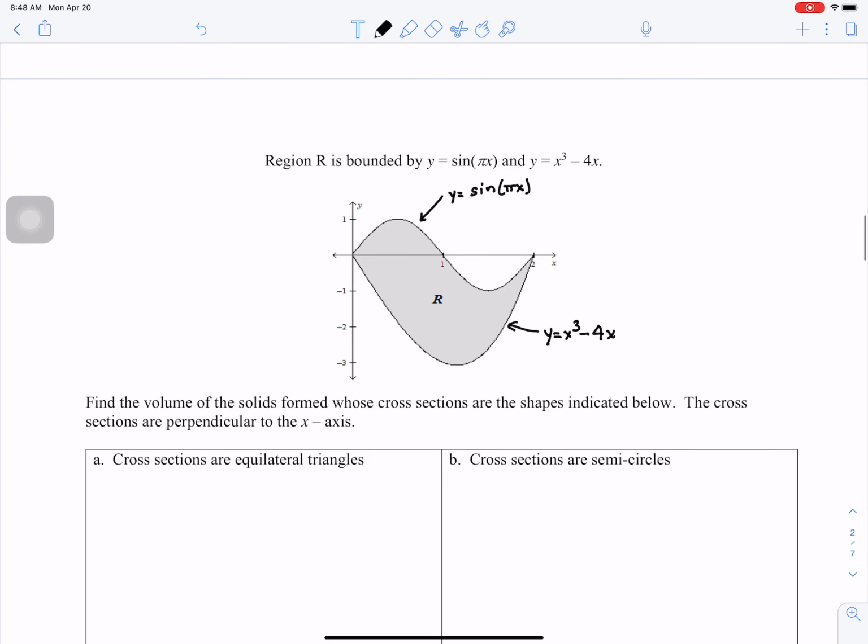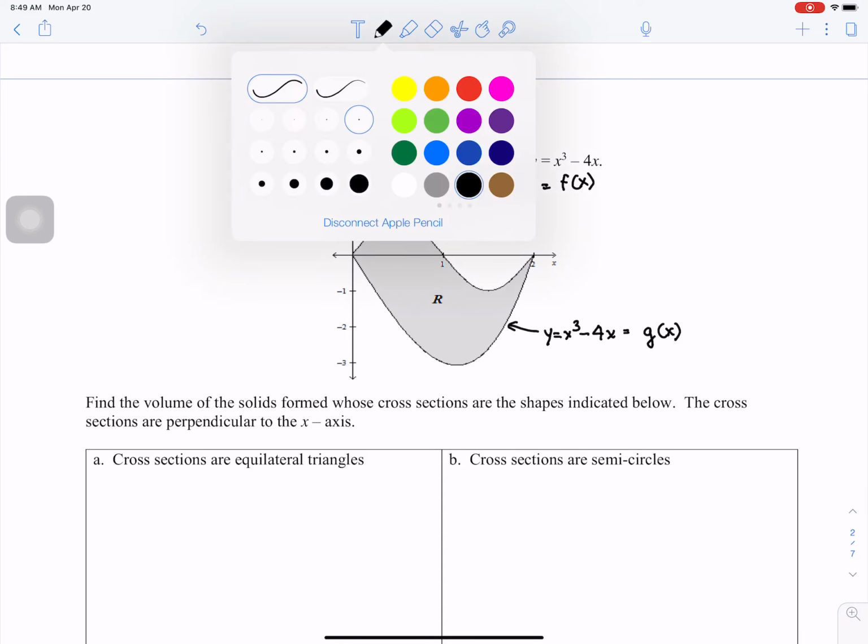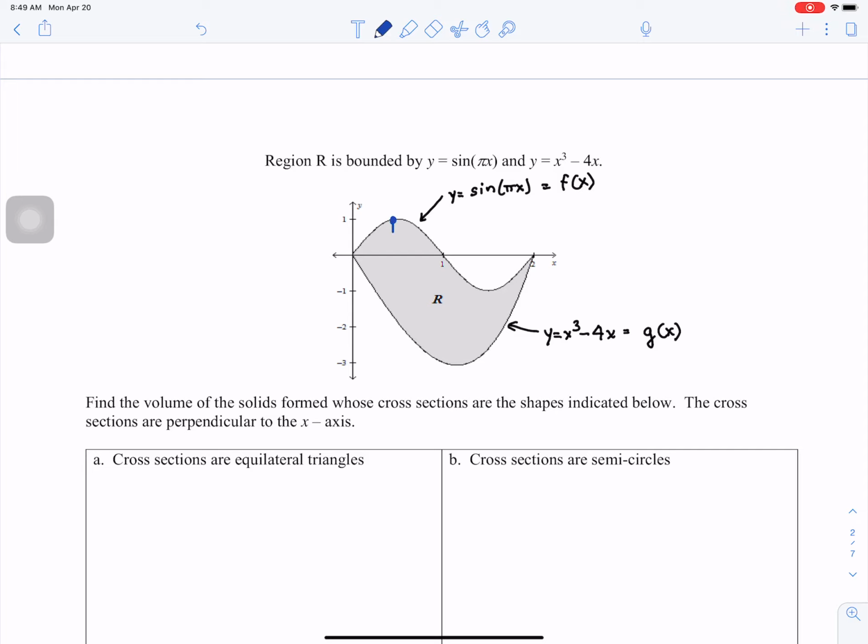So in this specific example, the region R is bounded by y equals sine of pi x and a cubic function, x cubed minus 4x. You can see I've labeled these functions. This one is labeled f of x because it's going to be my top function, and this is labeled g of x because it's my bottom function. If I take this vertical line, the top is the f of x and the bottom is the g of x. So that's sort of my base, f of x minus g of x. I'm going to write that down here.